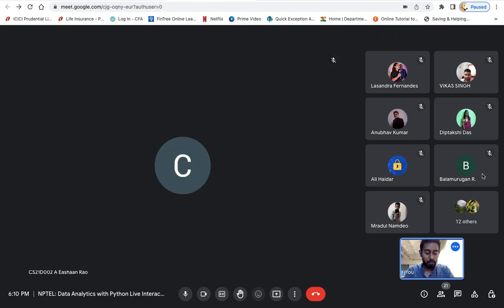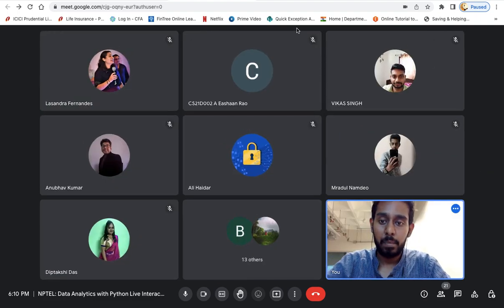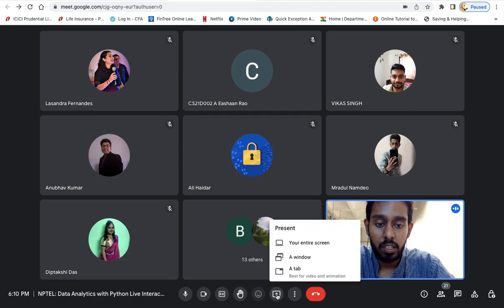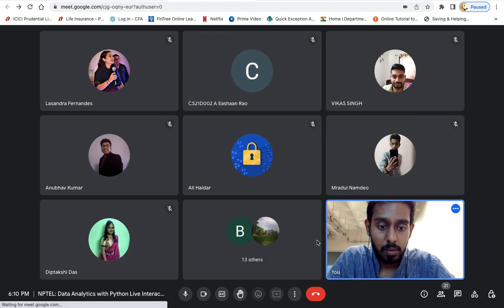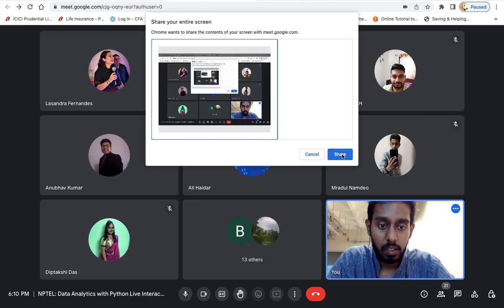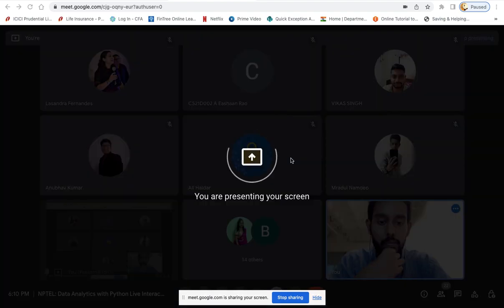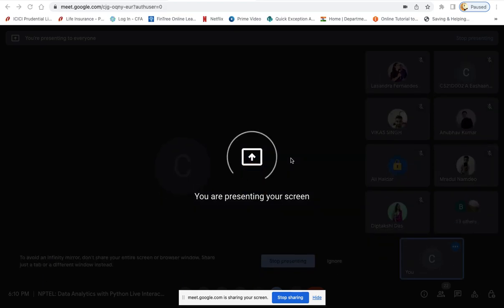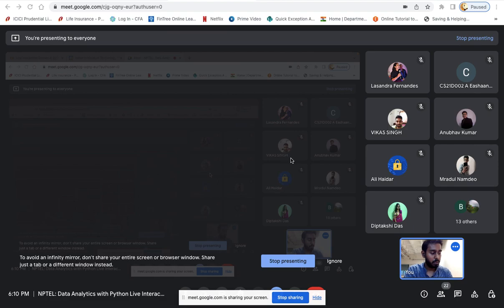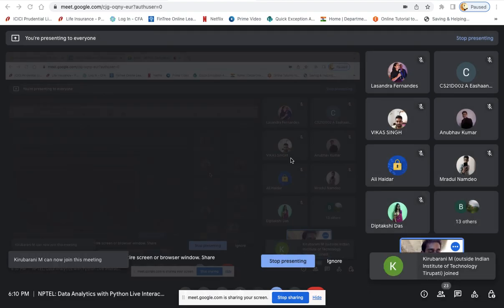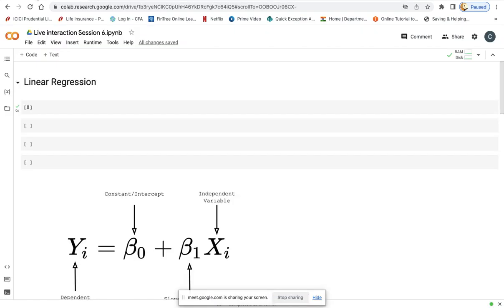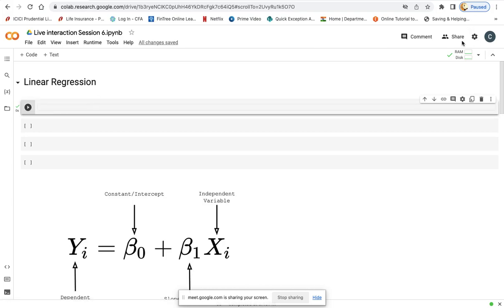That being said, let me stop the sharing from here, and let me start sharing my own screen. Okay, now let me go to this. So I will start with linear regression, and I have put some formulas also for our reference for the later part. So let me share this with you.